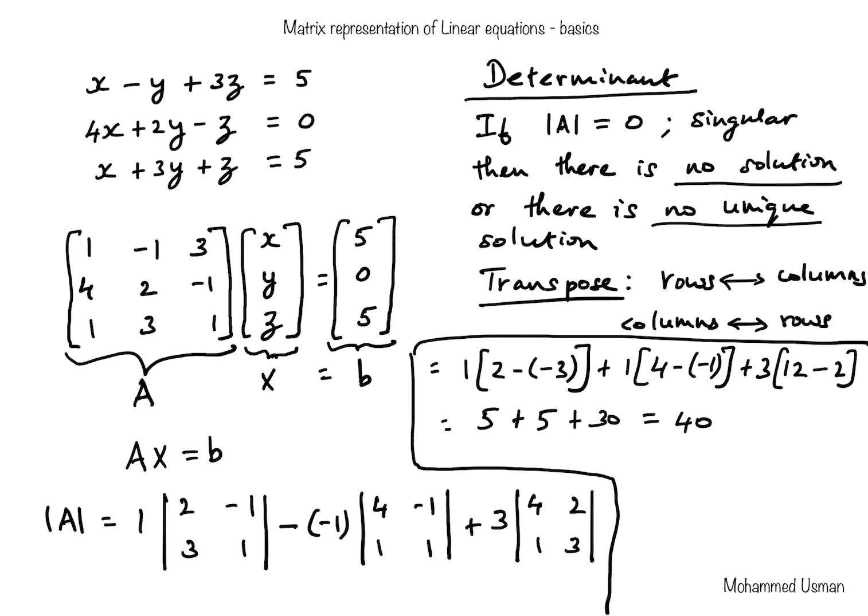So the determinant of the coefficient matrix of this set of equations, the determinant value of this matrix, is equal to 40, which is not equal to 0. So therefore the matrix is not singular, and therefore there is a solution. So we know now that this set of equations has a unique solution, and we can proceed with solving and finding the solution for these equations.